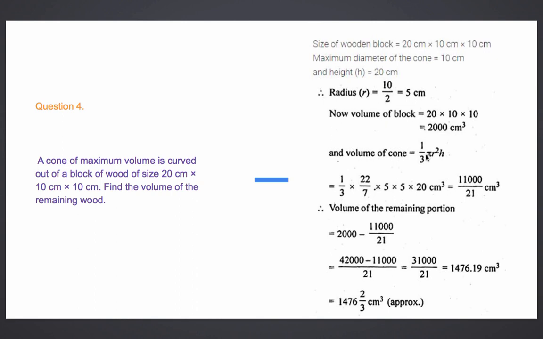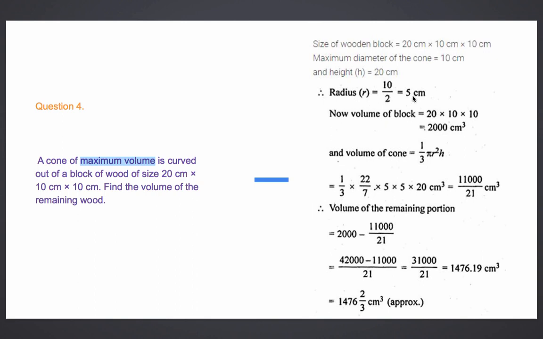1 by 3 pi r square is the formula. Diameter will become 10. Height will become 20, because we want the maximum. Students, here we need to understand one thing. To have maximum volume, we will always take the height as the maximum value of the dimensions. So that's why we have taken the height as 20 centimeter. Then the diameter becomes 10 centimeter, and half of that, the radius, 10 by 2, is 5.